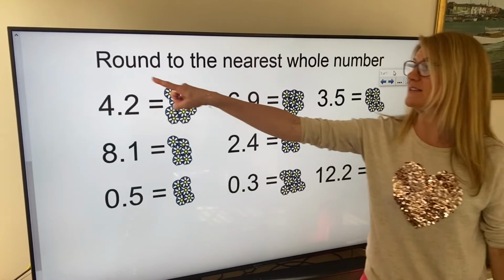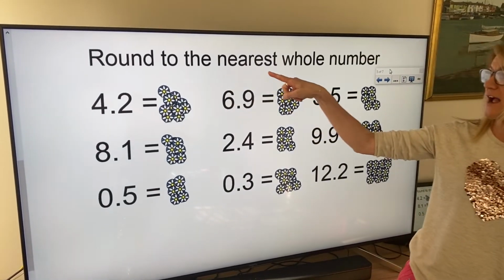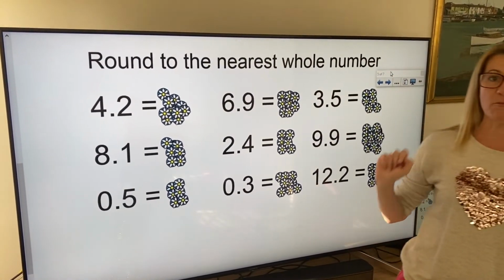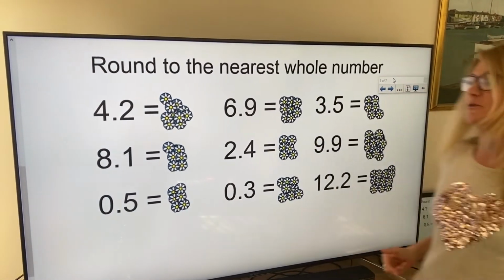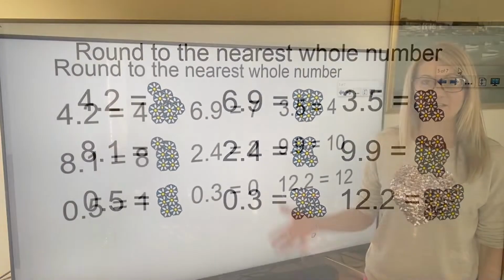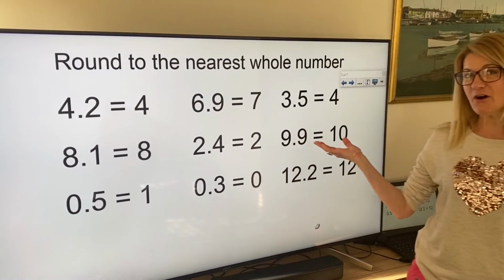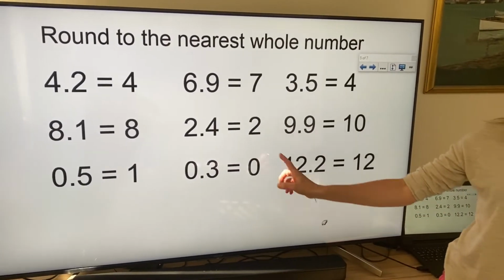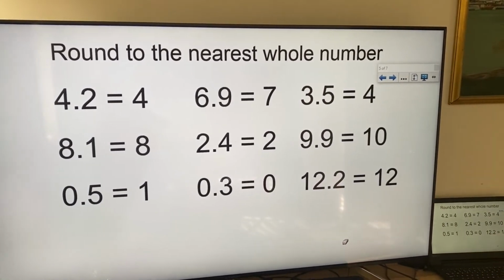So here's some to practice. Remember, read the instructions. Round to the nearest whole number. Pause your screen and off you go. So how did you get on? Here are your answers. Have a look. Some tricky ones at the bottom there.